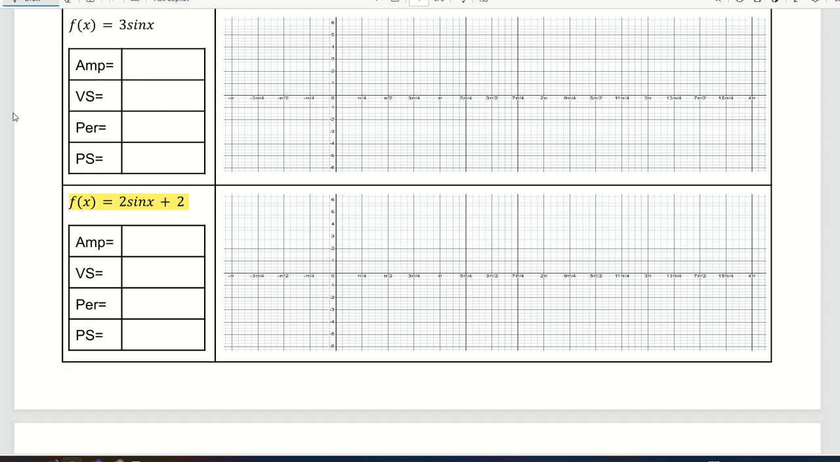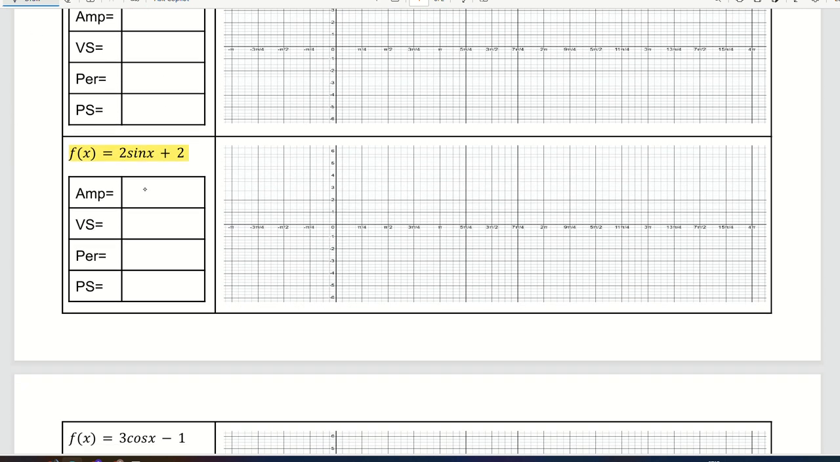Let's do this one. Our a value is 2, so our amplitude will be 2. Our vertical shift, d, is 2. Our period, well, there's a 1 in front, so 2 pi over 1 is equal to 2 pi again. Our phase shift, well, we don't have a plus c in there, it's 0, so that'll be 0 over the 1. That's going to be a starting point of 0.